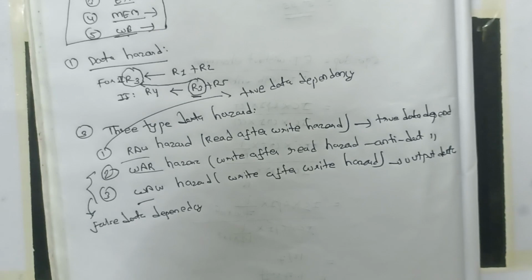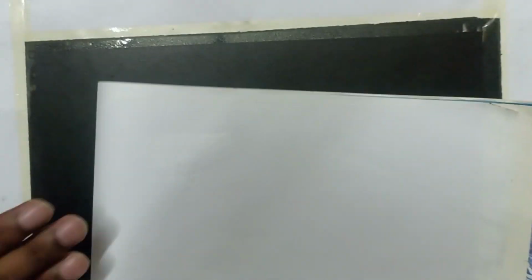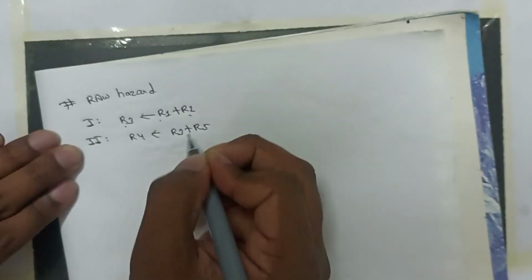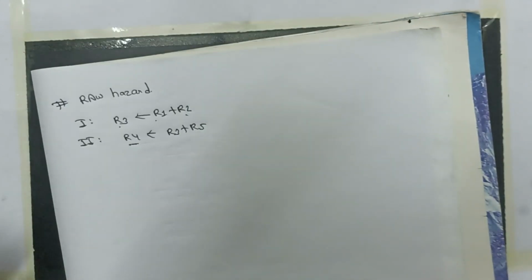Let's see what is RAW hazard, by taking an example. The instruction 1 is R3 equals R1 plus R2. It means R1 is added with R2 and stored in R3. Second one is R4 equals R3 plus R5, stored in R4.